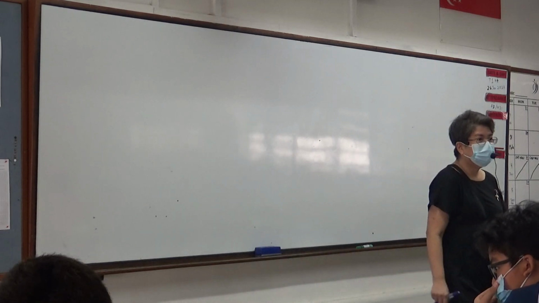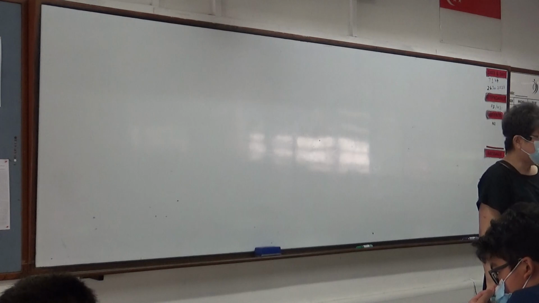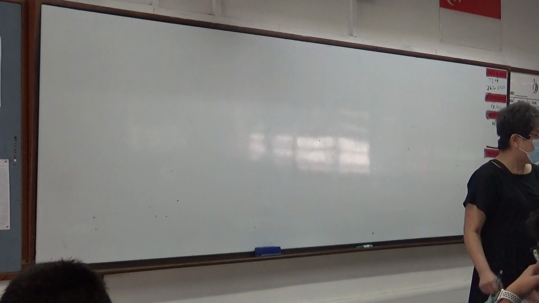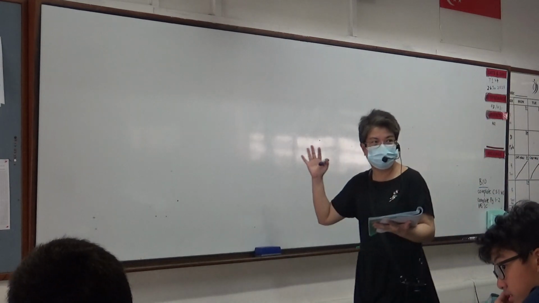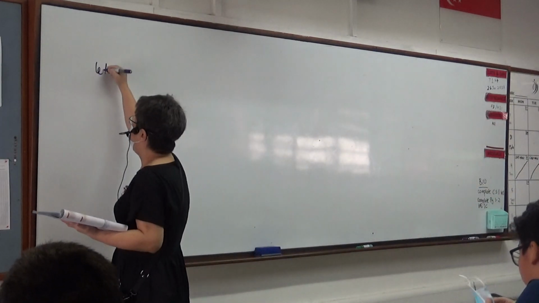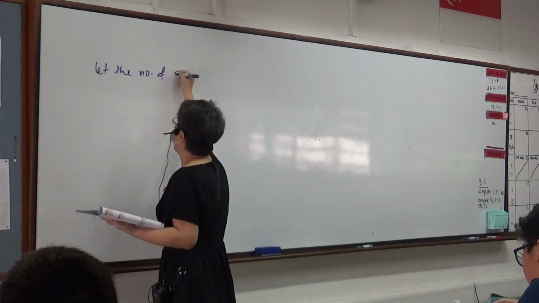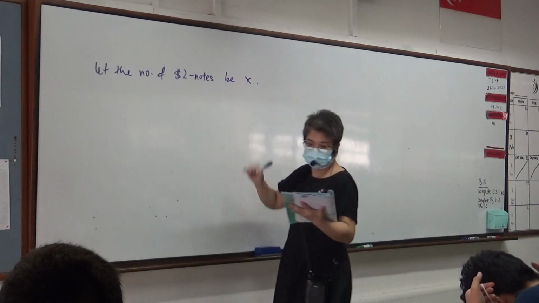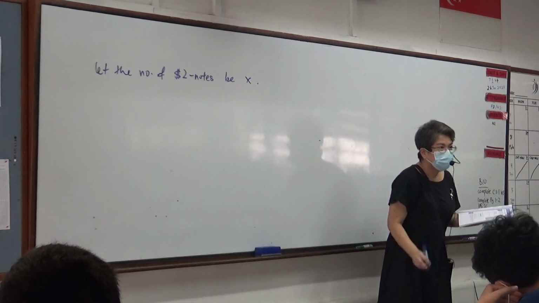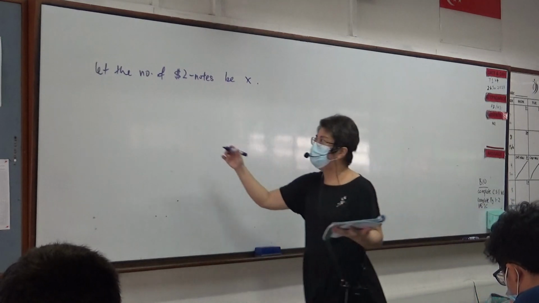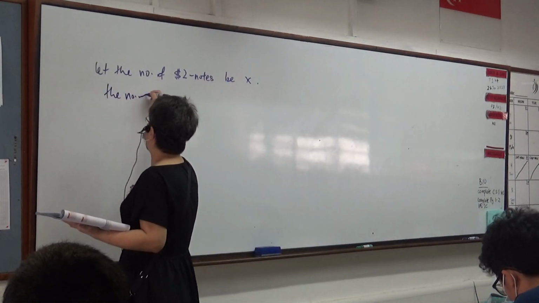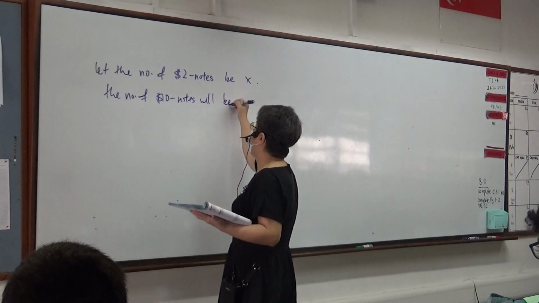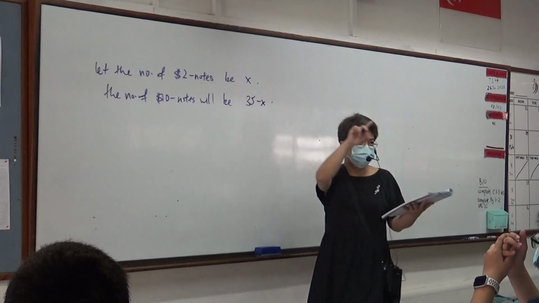100. Who says 100? Very clever, or maybe your uncle goes 100, because altogether there are 35, right? So I'm going to do something here. All of you look up. Let the number of $2 notes be x. If there are x $2 notes, the number of $10 notes will be 35 minus x.